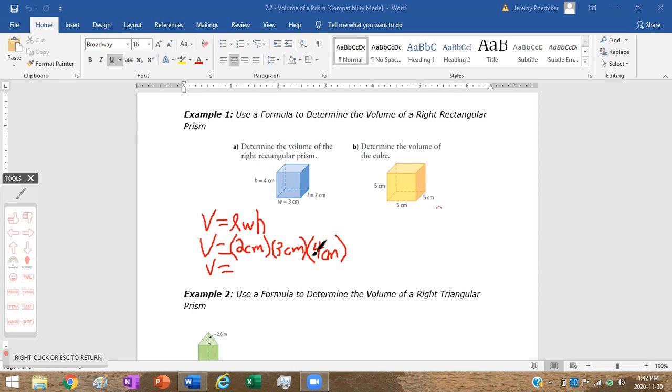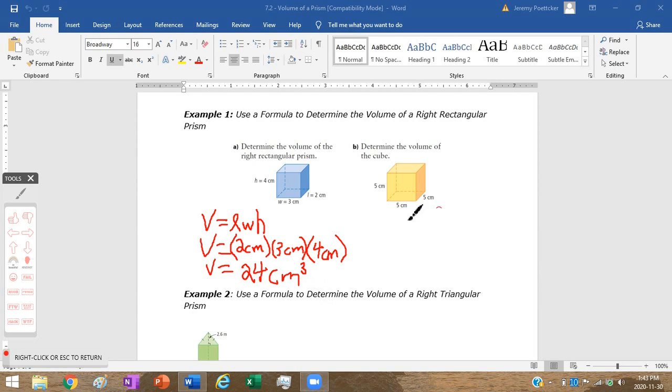The happy thing about multiplication is it does not matter which ones we multiply first, so if you like 3 times 4 and then multiply by 2, you can go right ahead and do that. Anyways, in this case, we're going to have 2 times 3 is 6, times 4 is 24, or 3 times 4 is 12, times 2 is 24. And then we have to make sure we get our units here, and it's going to be 24 centimeters cubed, which is centimeters with a little exponent 3.